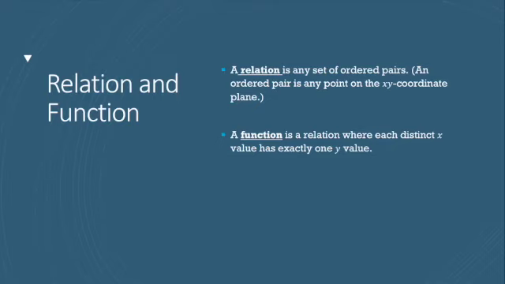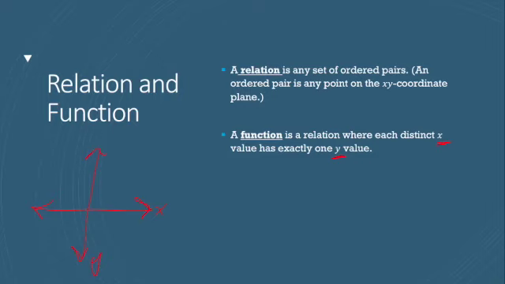So a relation is any set of ordered pairs. So any set of ordered pairs on the coordinate plane, where we've got our x, y coordinate plane. Here's our x-axis, here's our y-axis. And a function is any relation where each distinct x value has exactly one y value. Now, what does that mean?